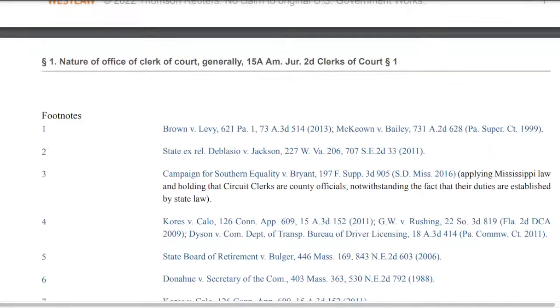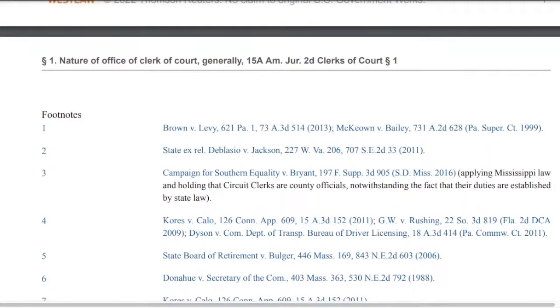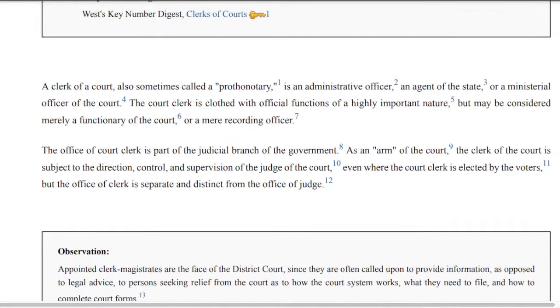Agent of the State was number 3, and that was Mississippi 2016, applying Mississippi law and holding that circuit clerks are county officials, notwithstanding the fact that their duties are established by state law. So in this one, they're county officials. That means that's number 3, and that's referring to agents of the state.